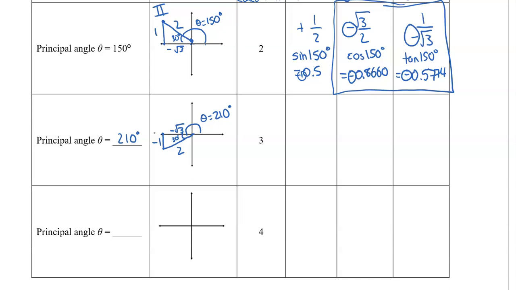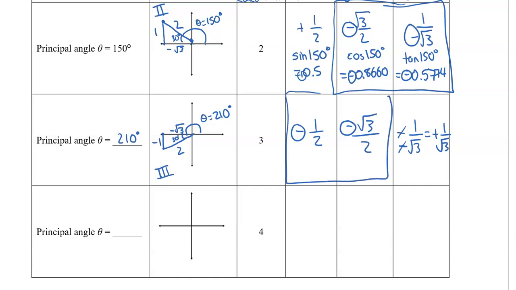So here we go. Sine, cosine, tangent. Sine, opposite over hypotenuse, is negative 1 over 2, negative. Cosine is negative root 3 over 2. Tan is negative 1 over negative root 3. Well, negative divided by negative cancels out, and I get positive 1 over root 3. So sine and cosine were negative in quadrant 3 for this related acute angle, but tan was positive.